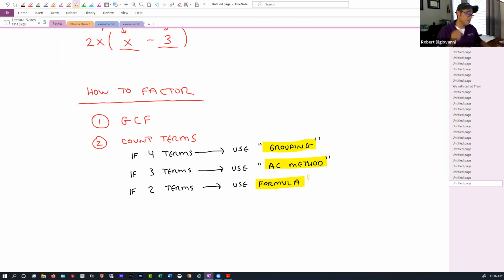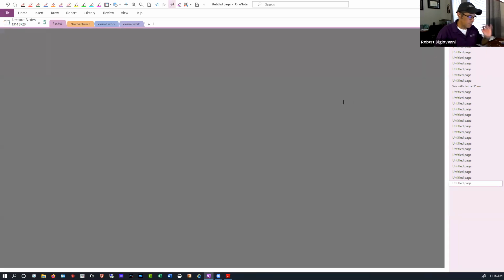It turns out that in order to do 3 terms, you have to be able to do 4 terms, which seems weird, right? It's like you have to learn 4 terms first, then you can do the ones with 3 terms, which is just strange, but that's the way it works. So, all right, let's take a look at an example. But those are the steps.